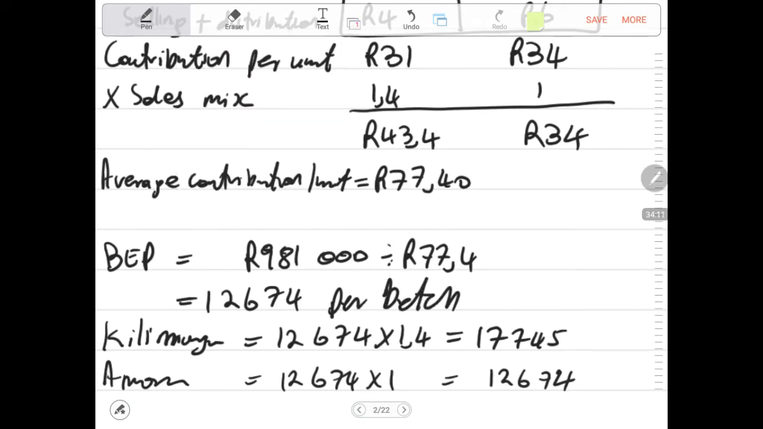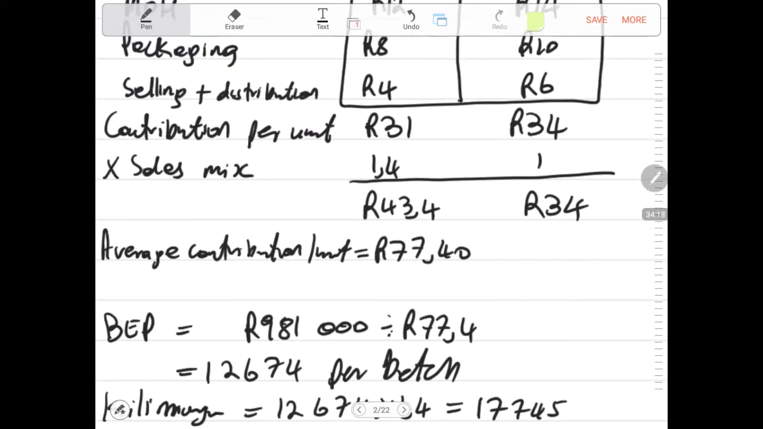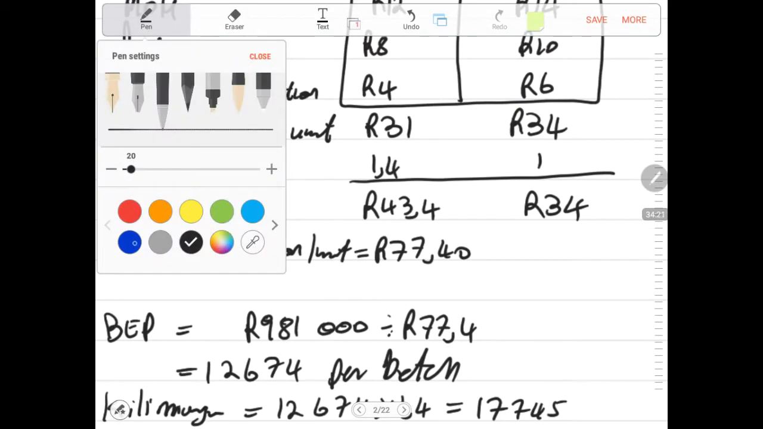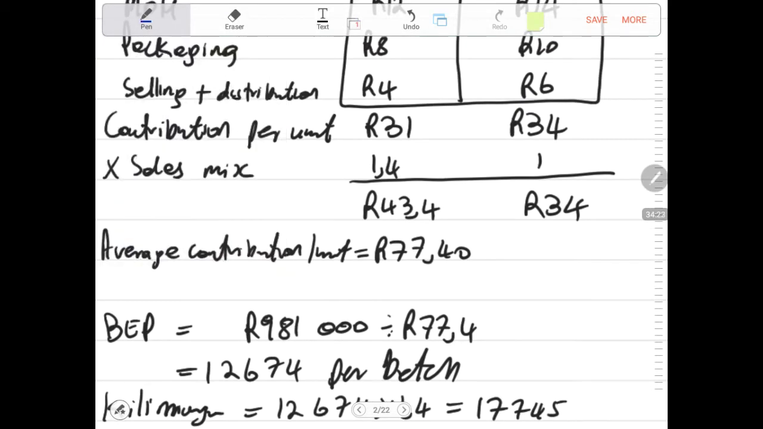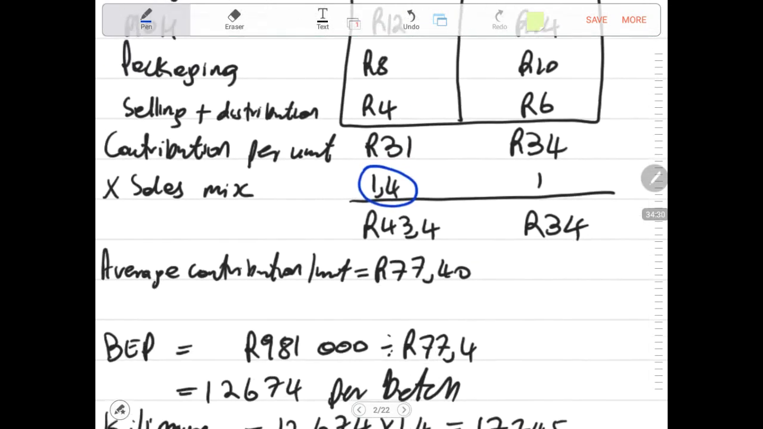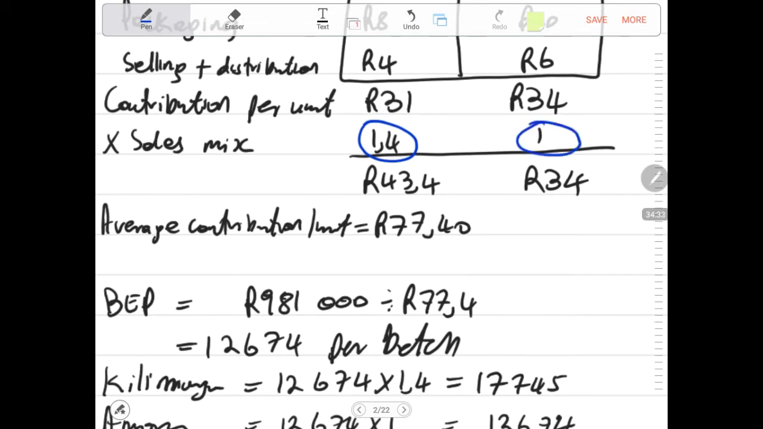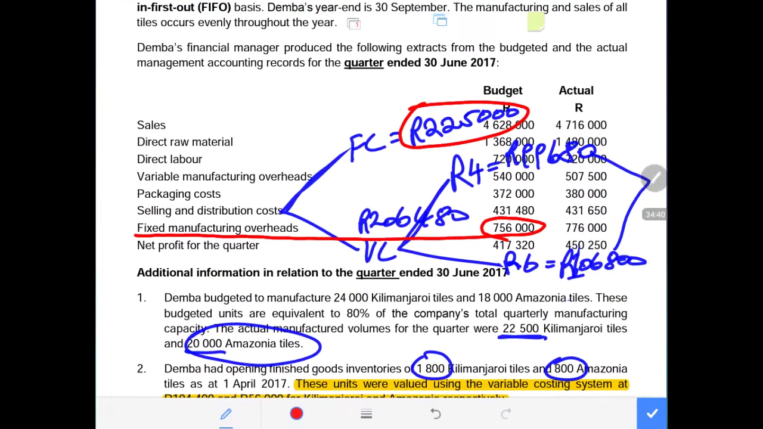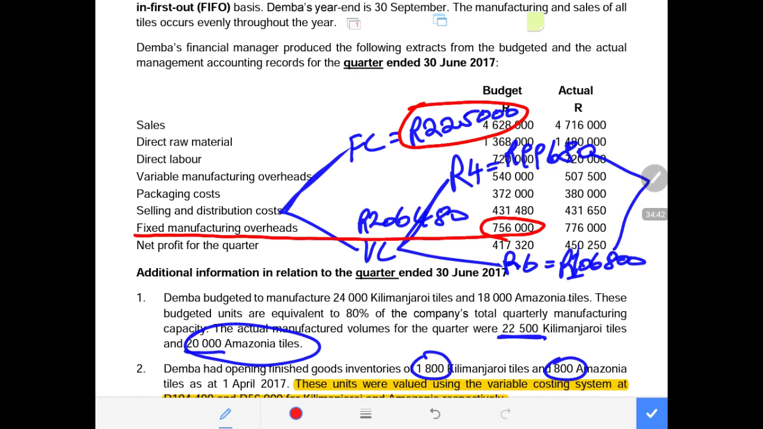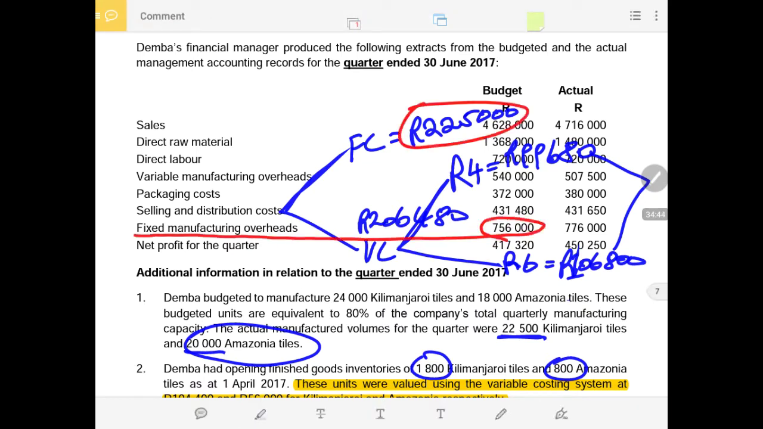Break-even point per batch. So now this will be the first requirement. That is very important. And now one thing that is very important also to be mindful of in terms of explanation is the sales mix, which I did explain previously. For every 1.4 units sold for product Kilimanjaro, there is 1 unit sold for product Amazonia. That is what the sales mix means. So now we have clarified each other in terms of these calculations. Therefore now we must come to the second requirement.